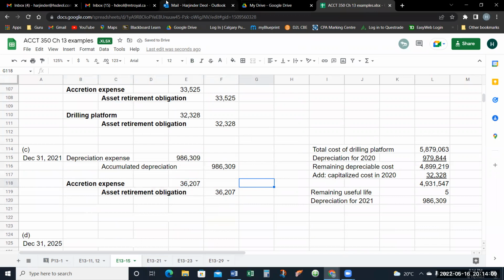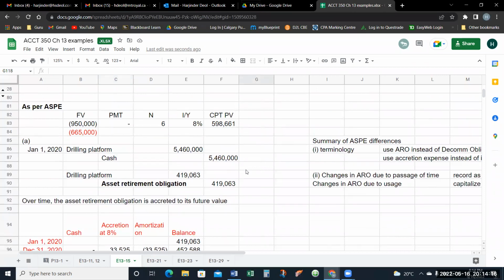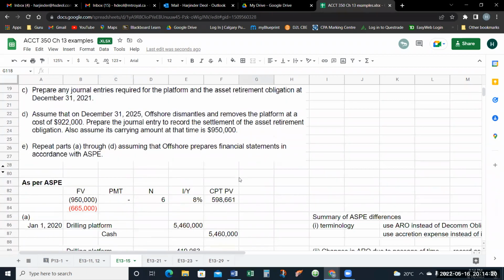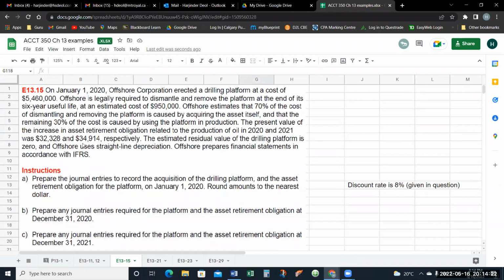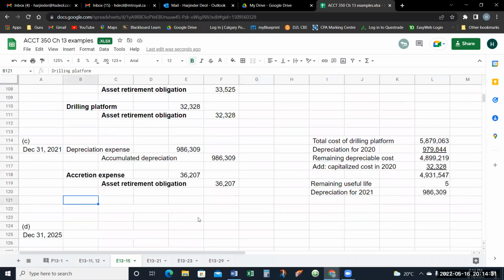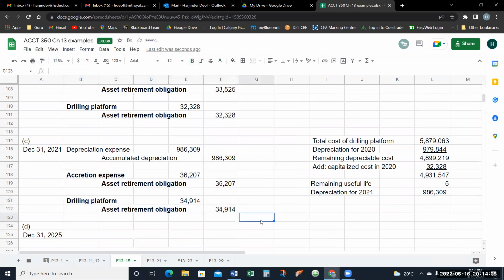And thirdly, we're going to record the increase in the asset retirement obligation resulting from the production of oil, 34,914. Well, that we are going to debit the drilling platform cost and credit the asset retirement obligation.